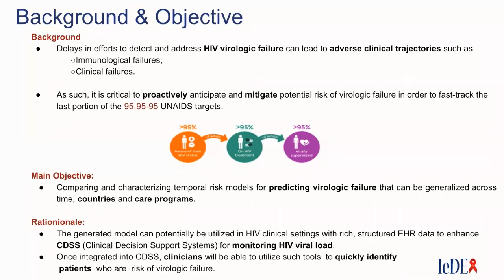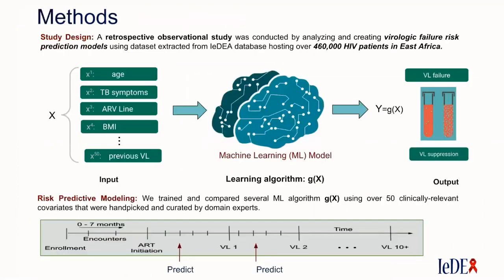The big question here really is, how is this going to help a clinician? Well, the trained and validated models can potentially be utilized in HIV clinical settings with rich electronic health record data to enhance clinical decision support systems for monitoring HIV viral load. We are currently conducting a retrospective observational study by creating temporal risk predictive models using IDEA data.